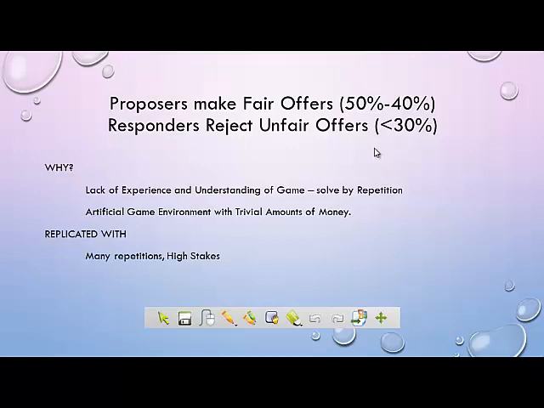Okay, just keep the paper with you. Alright, and everybody made their decisions. Are there any rejections? Did anybody reject any offer?